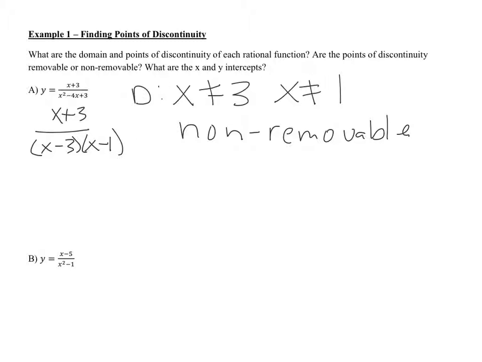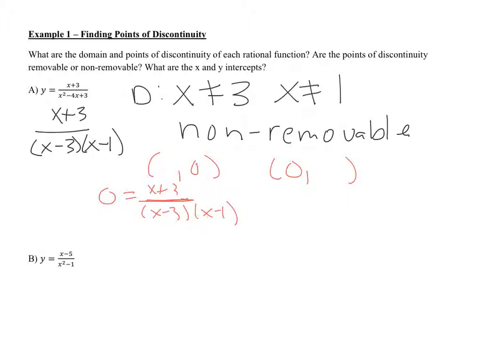Now when I'm finding my intercepts, same thing as before. When you find your x-intercept, that means you're plugging 0 in for y. When you're finding your y-intercept, you're plugging 0 in for x. So looking at this equation, plugging 0 in for y, we have 0 equal to x plus 3 over x minus 3, x minus 1. When you're solving this, you want to get rid of this division. So you're going to multiply this whole thing on both sides of the equation.